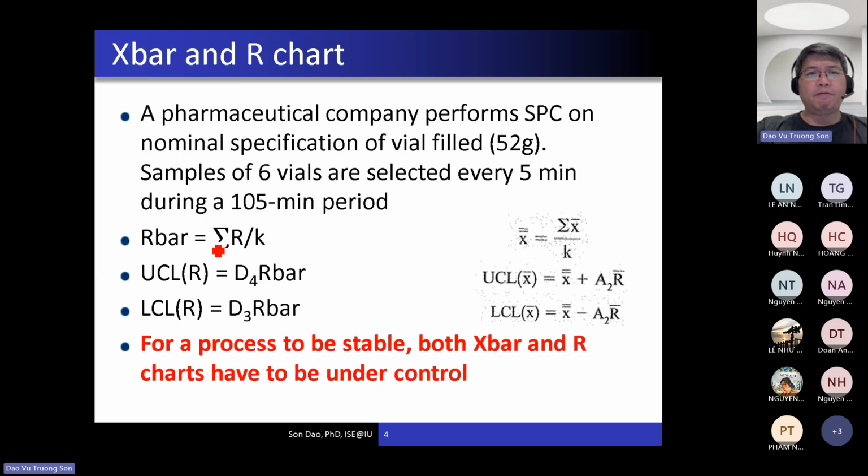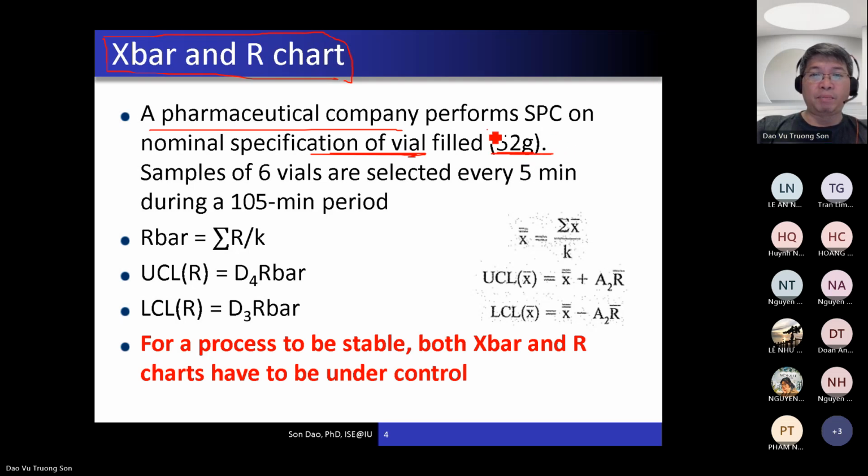So let's take a look at the first example. So please work along, all right? In this example, we will use X bar and R chart. So the application of interest is a pharmaceutical company making drug products. And this pharmaceutical company wants to perform statistical process control on the nominal specs of their vials. Okay, so they need to fill with 52 grams of drugs.